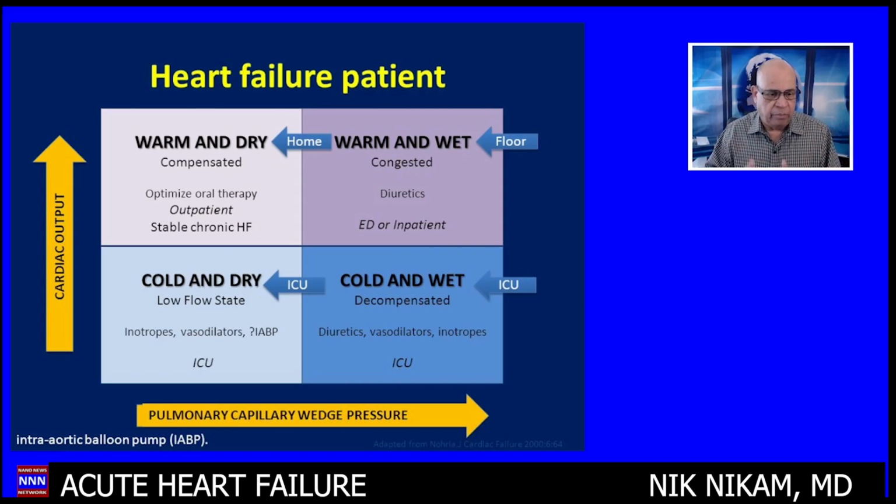Whereas if a person has a cold and dry appearance, they need to think about volume depletion, bleeding, and a low cardiac output state from reduced left ventricular function. On the other hand, if the person is cold and wet, this person is decompensated just like the person who is warm and wet, because these people are volume overloaded.